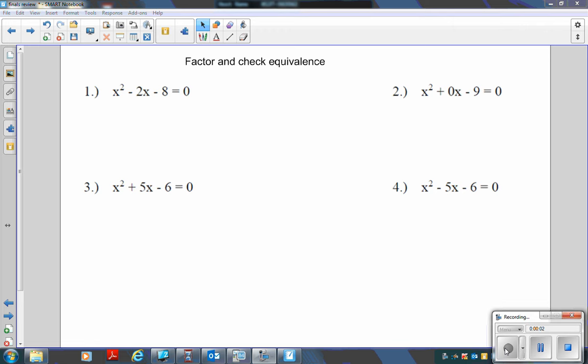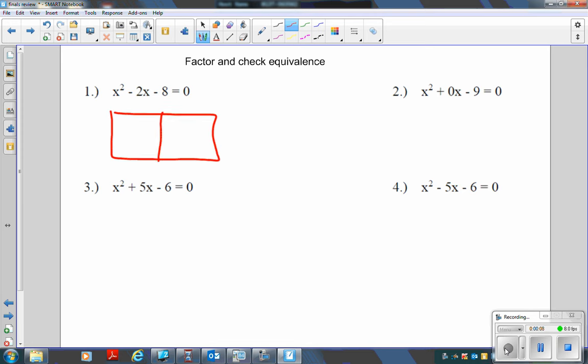All right, this is the second part of the review. In this case, we're going to go ahead and factor. In order to factor, we're going to use the box method again. The first one goes in the first side. This one goes in the corner. And the -8 goes in the last one right here.